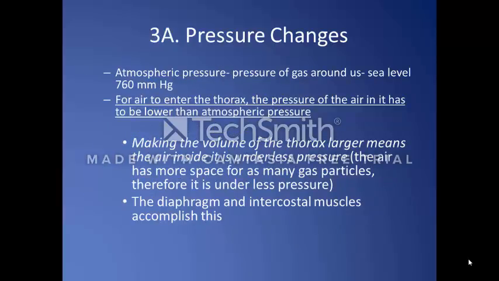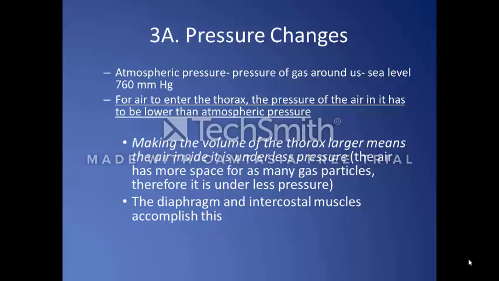Atmospheric pressure, or the pressure of the gas around us, is at sea level approximately 760 millimeters of mercury. For air to enter the thorax, the pressure of the air in the thorax must be lower than atmospheric pressure. Making the volume of the thorax larger means that the air inside it is under less pressure. The air has more space for the same amount of gas particles, therefore the gas particles are under less pressure.